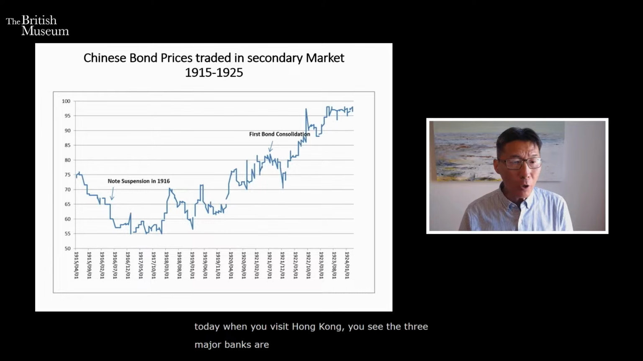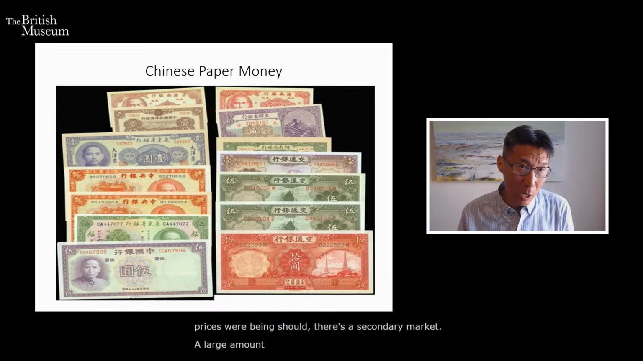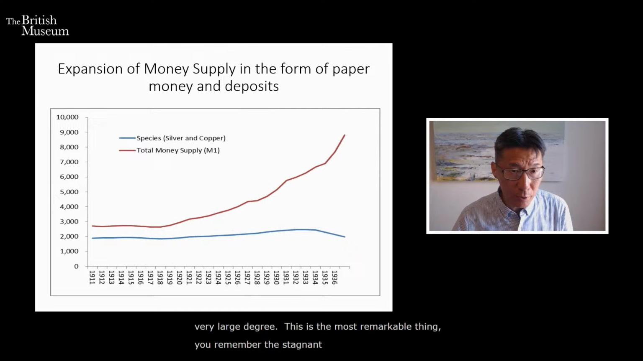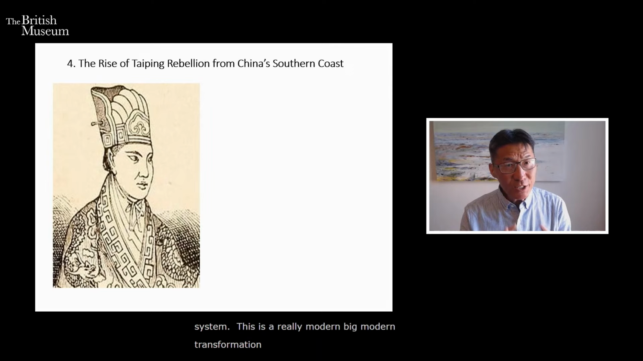Okay, let me go through this very quickly. Bonds were issued, which means there was a secondary market. A large amount of currency reform was going on, and paper money was being issued to a very large degree. And this is, of course, the most remarkable thing. Remember, stagnant GDP, but Chinese money really grew. This is Chinese monetary growth, which is very remarkable under that system. So this is really a big modern transformation. Having said all of this, it probably centered on some of the treaty ports.